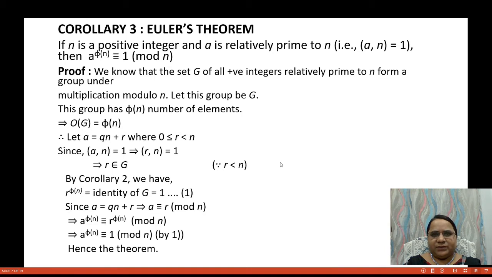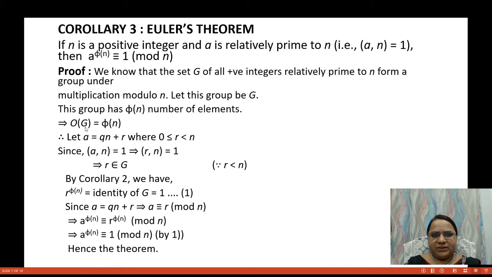Next we have corollary 3, that is Euler's theorem. If n is a positive integer and a is relatively prime to n, that is gcd of a, n is equal to 1, then a raised to phi n is congruent to 1 mod n. We know that the set G of all positive integers relatively prime to n form a group under multiplication modulo n. Let this group be G. This group has phi n number of elements.